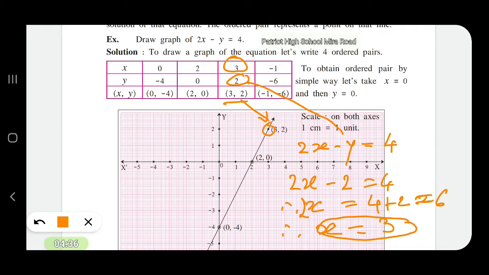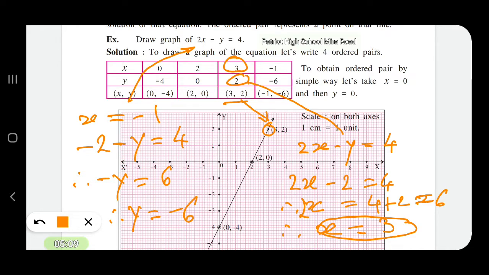Similarly, suppose we put x is equal to minus 1. So what do we have? 2 into minus 1, we put this value in this equation. So 2 multiplied by minus 1 will be minus 2, minus y is equal to 4. Therefore minus y is equal to 4 plus 2, that is 6. Therefore y is equal to minus 6. So if we take x is equal to minus 1, we end up with y is equal to minus 6.